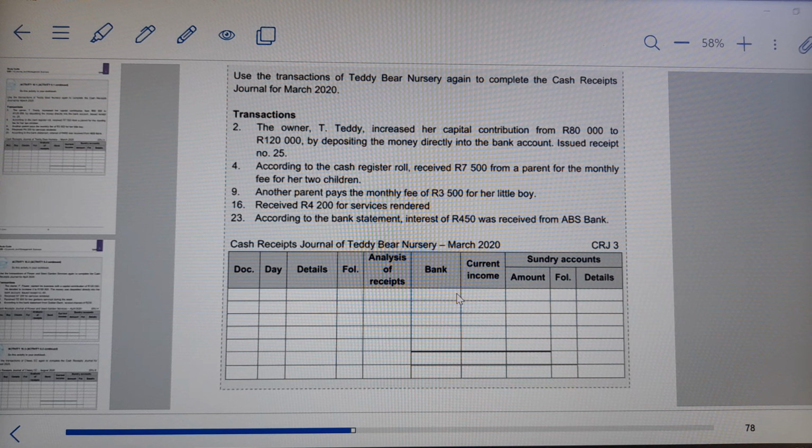How do I get 40,000? 120,000 minus 80,000. 40,000 here, and it is not current income. Therefore we're going to put it under the sundry amount. It is going to be 40,000 again, and here we don't put anything, and in details we say capital. Okay, so I've helped you with the first transaction, so you can do the other transactions.